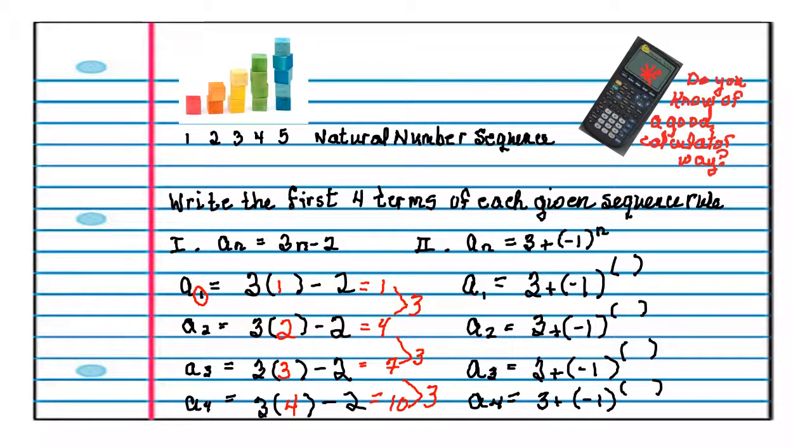Going to the next one, where we have 3 plus negative 1 to a power n, we're going to do the same thing. We're just going to put the cardinal order of the term into the n here. And then we're going to go solve. So the first one is going to be 3 minus the 1 equals 2. 3 plus the 1 is going to equal the 4. 3 minus the 1 is going to equal the 2. 3 plus the 1 is going to equal the 4. And no matter how you go down in the cardinal order here, you're going to have 2, 4, 2, 4, alternating.